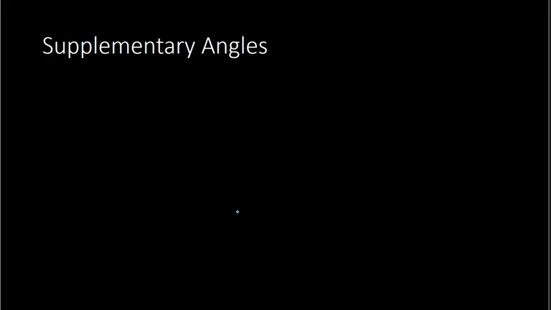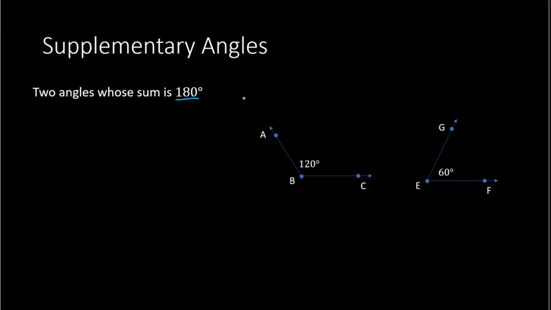Next we have supplementary angles. Supplementary angles are two angles whose sum is 180. So similar to complementary, except here they add to be 180 instead of 90. So for example, here we have two angles. The first one is 120, the second one is 60. Notice if I add 120 plus 60, I would get 180. So these two angles are supplementary. So we would say that angle ABC and angle GEF are supplementary angles.